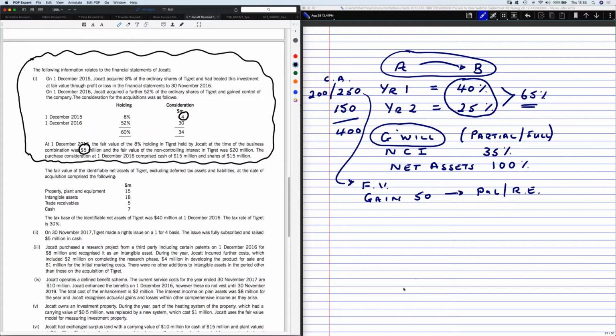Okay, now please tell me this. Where will that gain be presented, in P&L or in OCI?